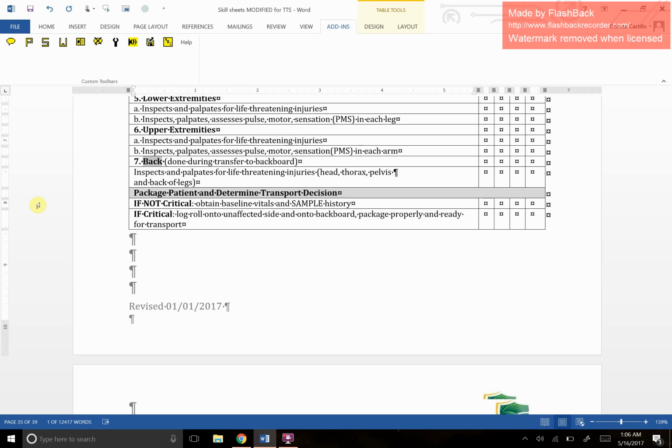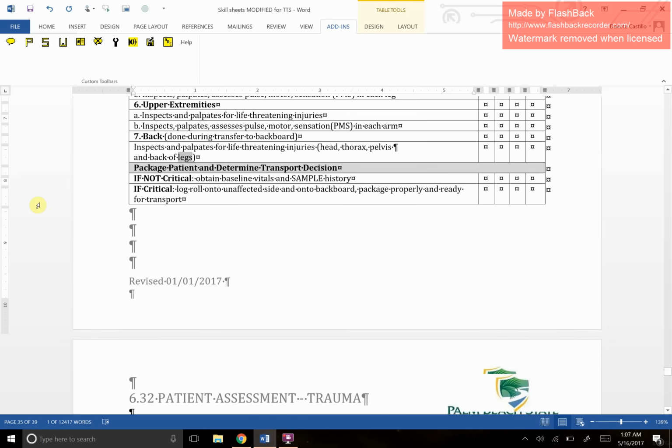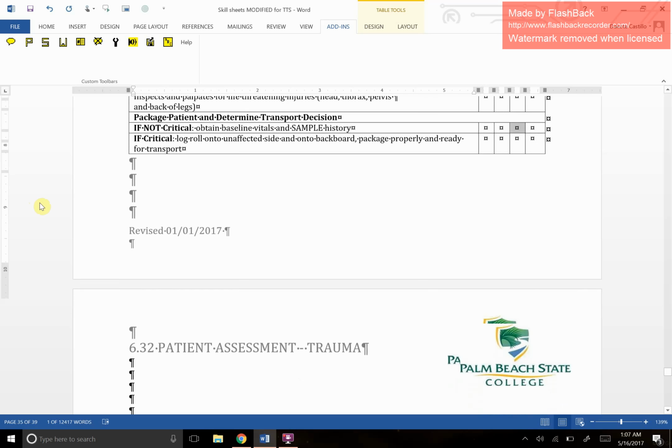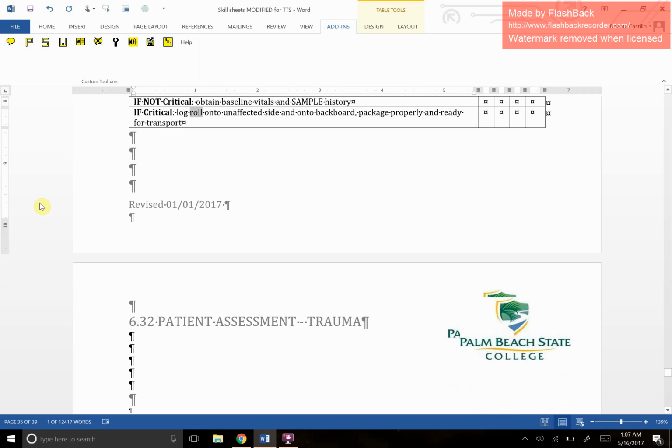7. Back, done during transfer to backboard. Inspects and palpates for life-threatening injuries, head, thorax, pelvis, and back of legs. Package patient and determine transport decision. If not critical, obtain baseline vitals and SAMPLE history. If critical, log roll onto unaffected side and onto backboard, package properly and ready for transport.